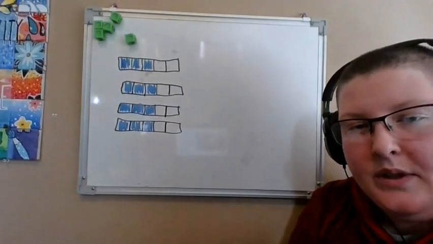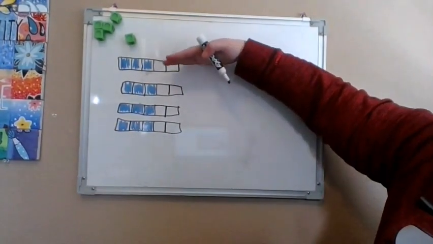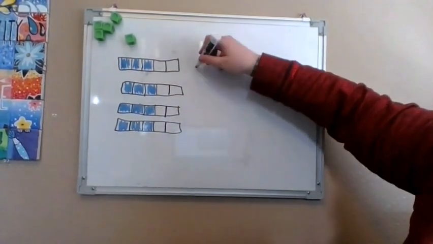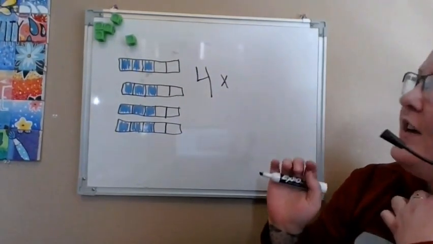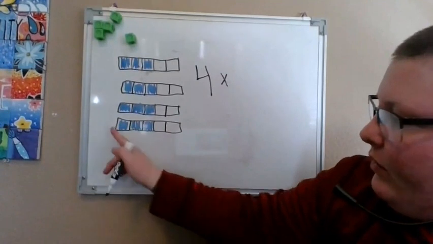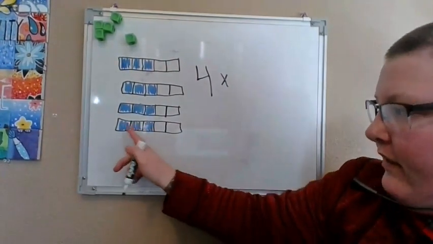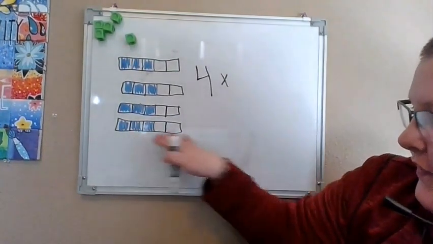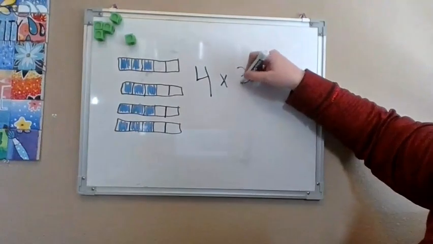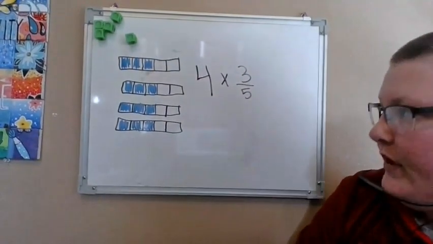In this example, I have a different drawing. As you can see, I have 4 groups here. 1, 2, 3, 4. So we can start with our 4 groups of, and let's figure out our fraction. In all of the shapes, they're all exactly the same. They're all cut up into 5 pieces and 3 are colored in. So it's 3/5. So here I have 4 groups of 3/5.